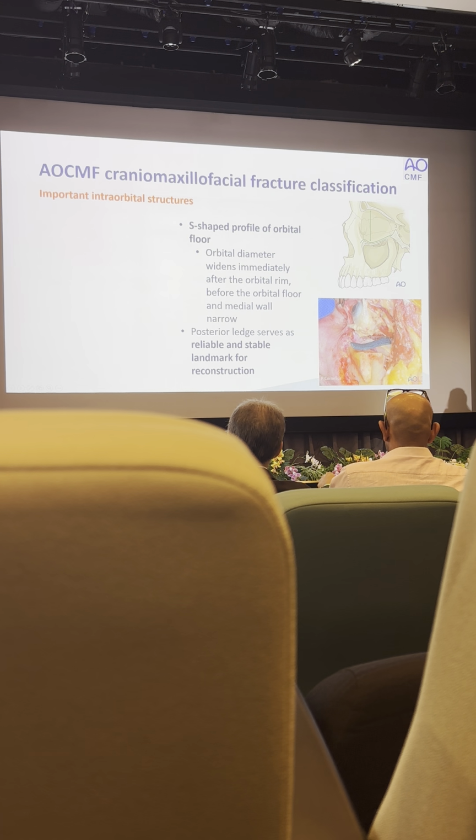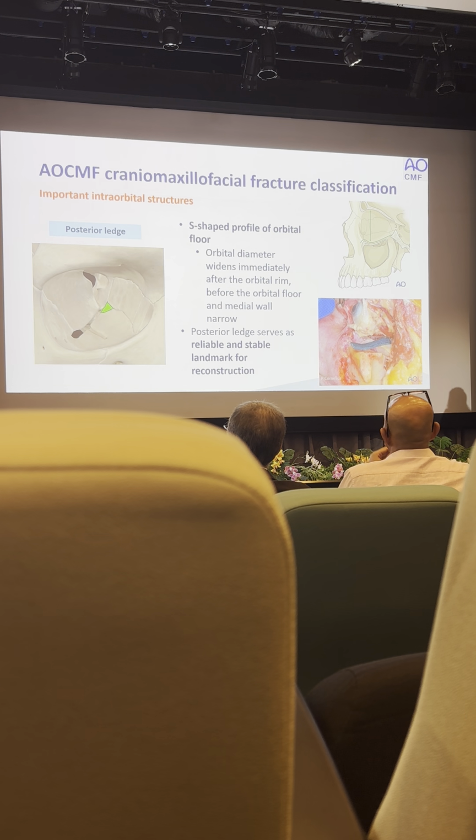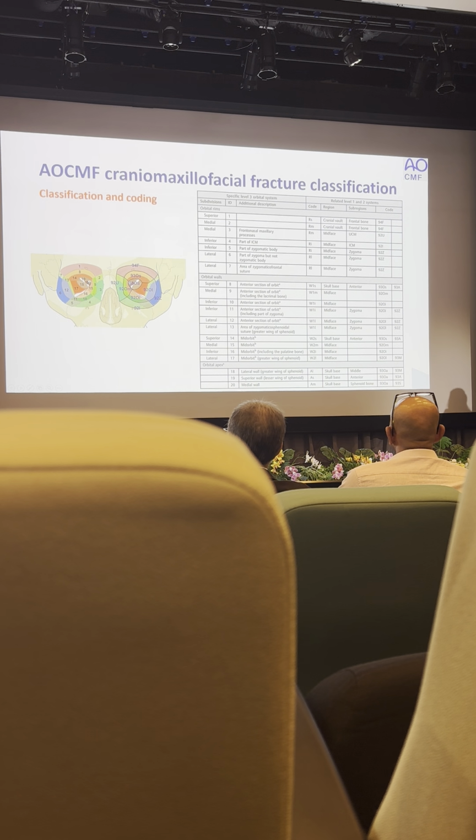Lastly, we come to the posterior ledge, which is a solid shelf in the posterior orbit medial to the IOF. We all know that the orbital floor takes on an S-shaped profile with an elevation or bulge as we proceed towards the apex. The posterior ledge hence serves as a reliable and stable landmark for accurate volumetric assessment and reconstruction of the posterior orbit. As you can imagine, without taking into account the unique contours of the orbit, proper orbital volume and shape is hard to achieve.